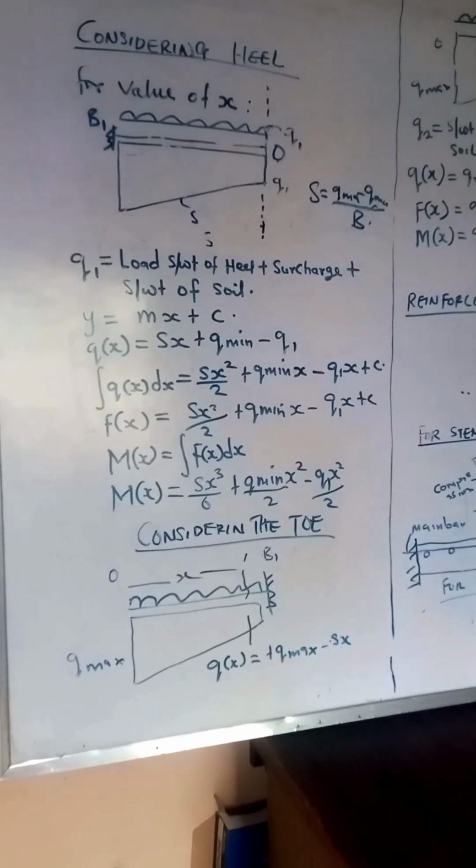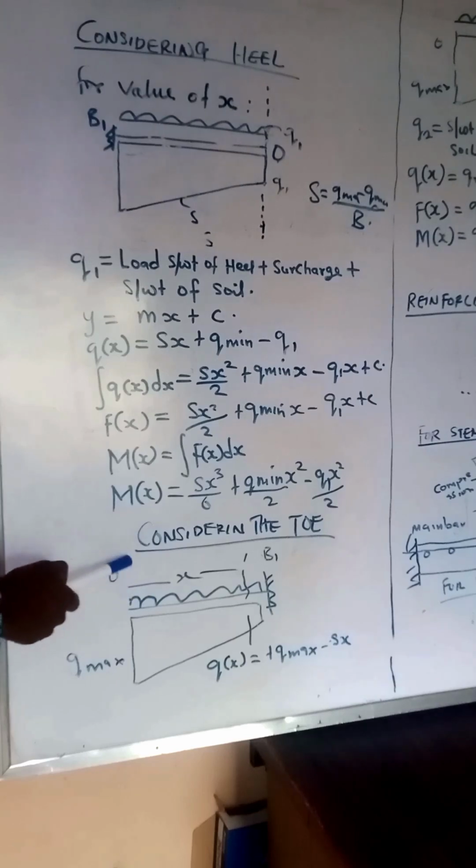Okay. Now let's look at that of the toe. If we consider the toe is on this side, so we're starting from the 0 point here.